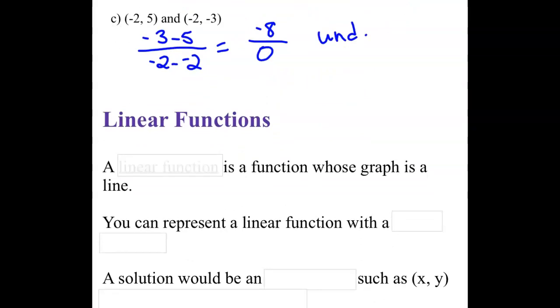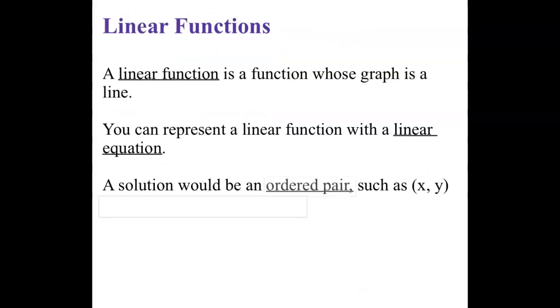All right. So when we talk about linear functions, we're just referencing an equation whose graph would be a line. Okay, so a linear function is a function whose graph is a line. We can represent it with a linear equation. And at the beginning of class, I said we're going to look at different forms that we can use to write linear equations. A solution would be any ordered pair that makes that equation true. All right, so any point on your graph has to work in the equation for that line.